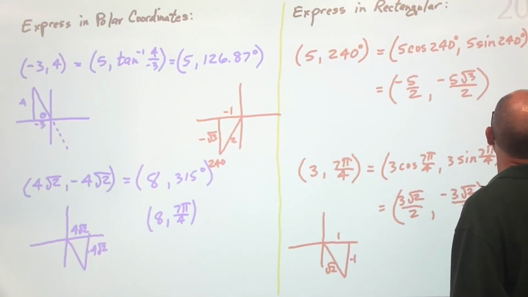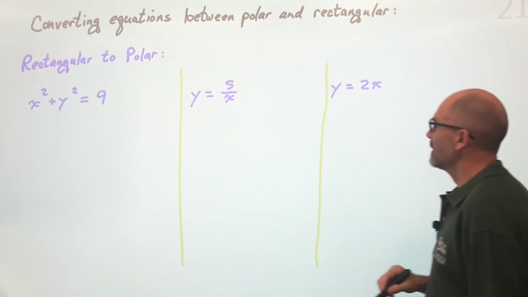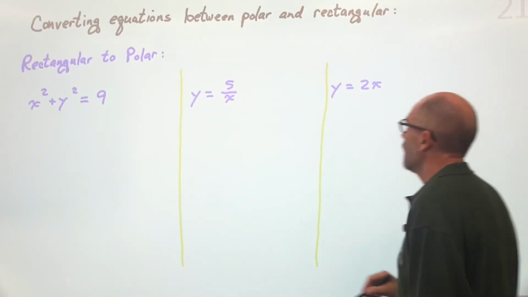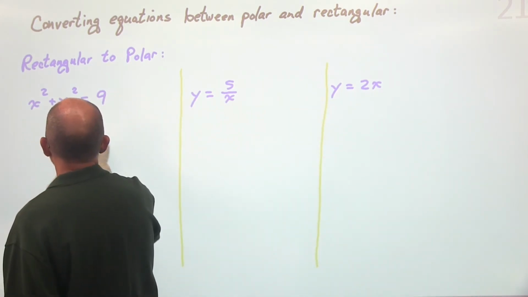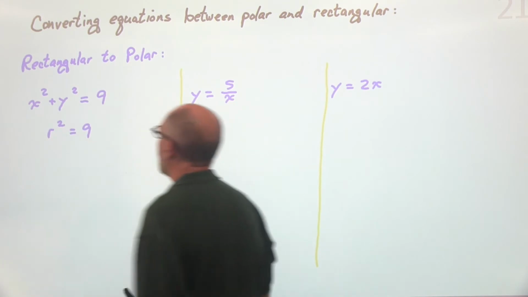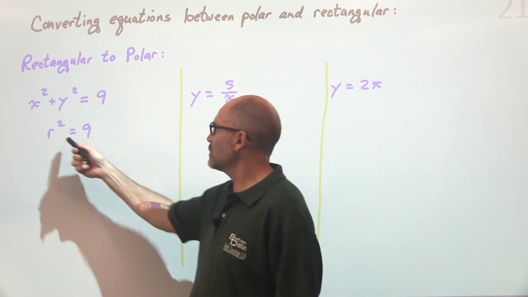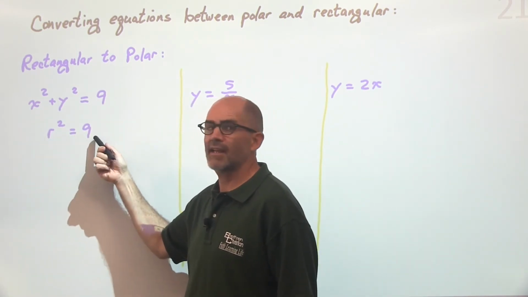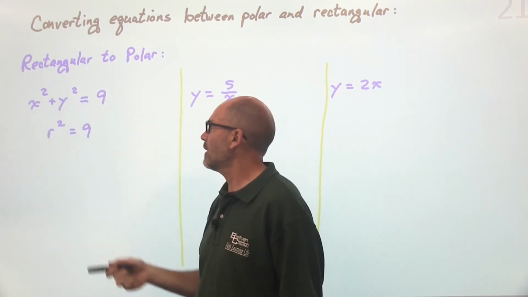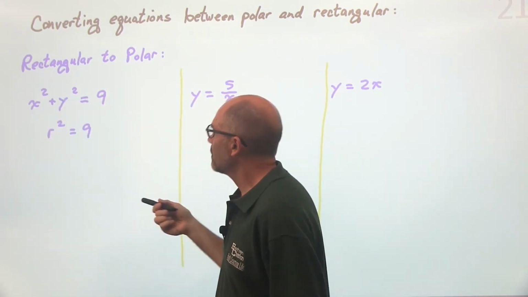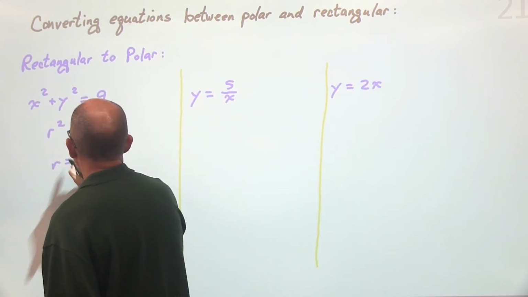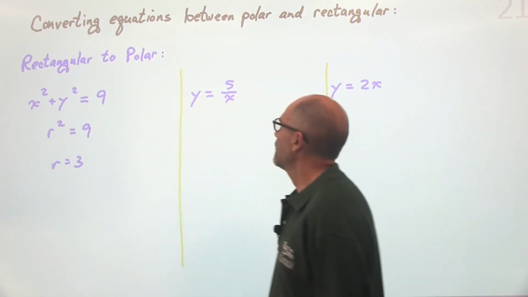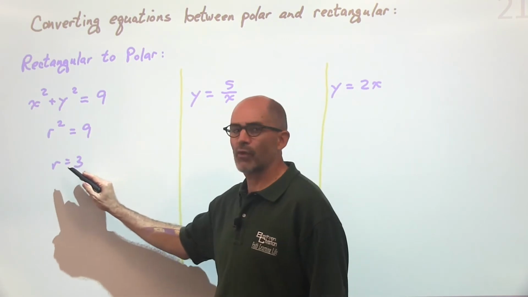So when I convert the equations, it's the same thing. The x squared plus y squared just becomes r squared equals 9. Now, notice I have my equation in nothing but r's and thetas instead of x's and y's. And if I want to simplify it, I could just make it r equals 3, which is basically a circle of radius 3.